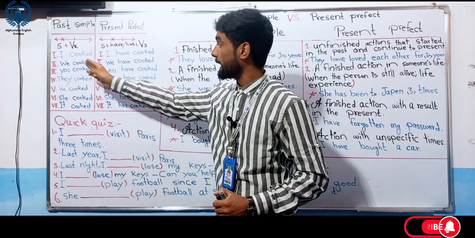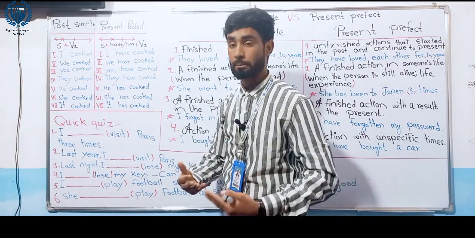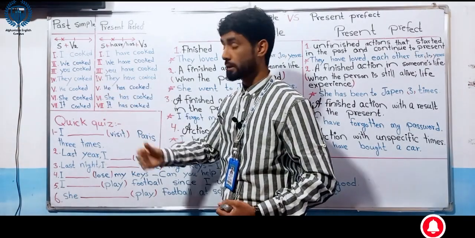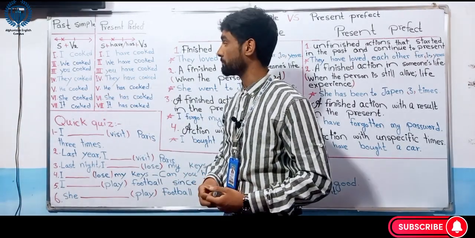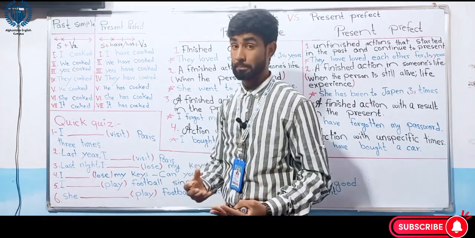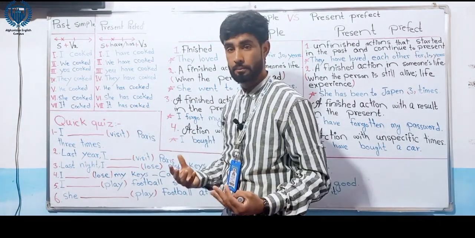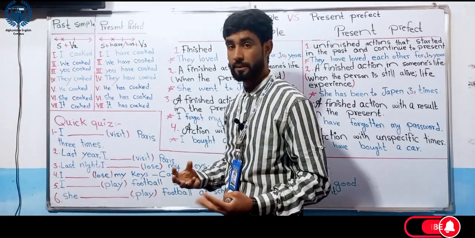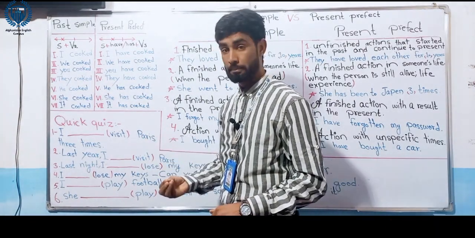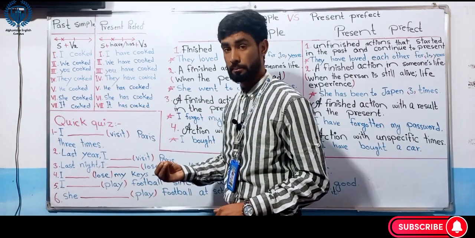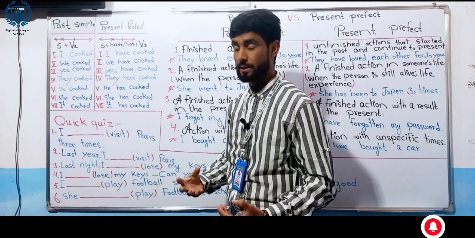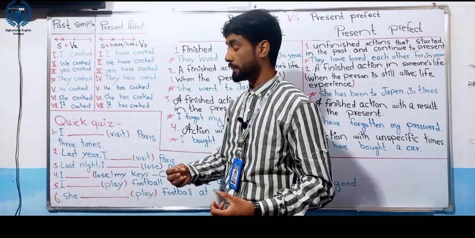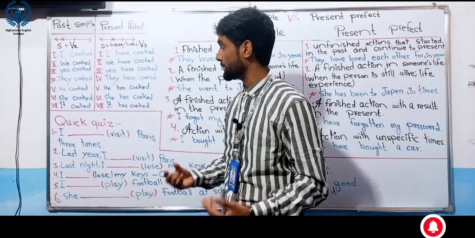As I have written, I cooked, it's simple past tense. I have cooked, it's present perfect. We cooked, simple past. We have cooked, present perfect. You cooked, simple past. You have cooked, present perfect. They cooked, simple past. They have cooked, present perfect. He cooked, simple past. He has cooked, present perfect. She cooked, simple past. She has cooked, present perfect. It cooked, simple past. It has cooked, present perfect.